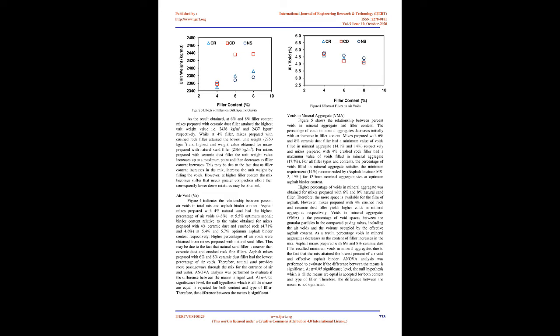This may be due to the fact that natural sand filler is coarser than ceramic dust and crushed rock fine fillers. Asphalt mixes prepared with 6% and 8% ceramic dust filler had the lowest percentage of air voids. Therefore, natural sand provides more passageways through the mix for the entrance of air and water.